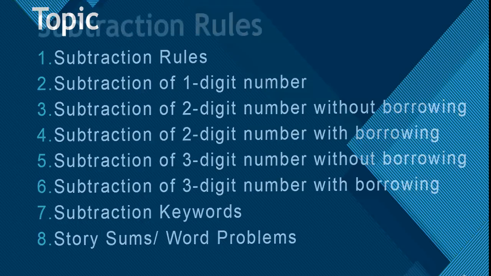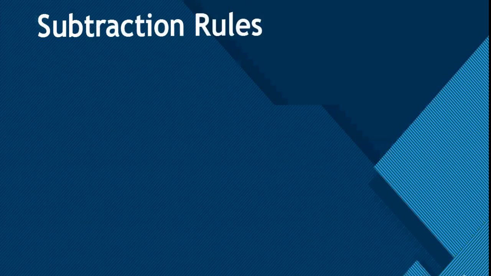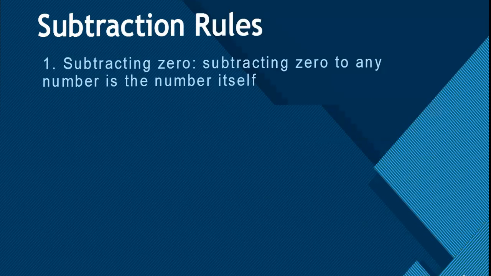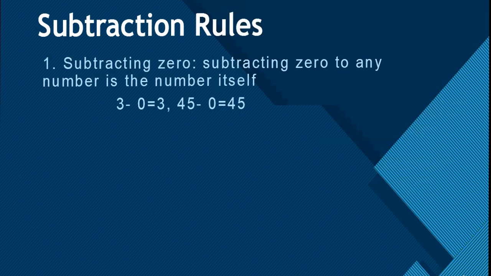The subtraction rules. So the first rule of subtraction is subtracting 0. If we subtract 0 from any number, then we get the number itself. As we know, 0 means you don't have anything, right? Suppose that you have 5 chocolates, and you don't give any to anyone. Give means subtraction. You don't give anything to anyone. Then how many chocolates do you have? Simple, 5. So quickly see the examples. 3 minus 0 is 3. Similarly, 45 minus 0 is 45.